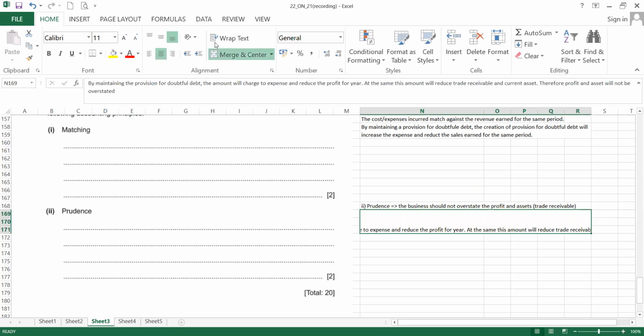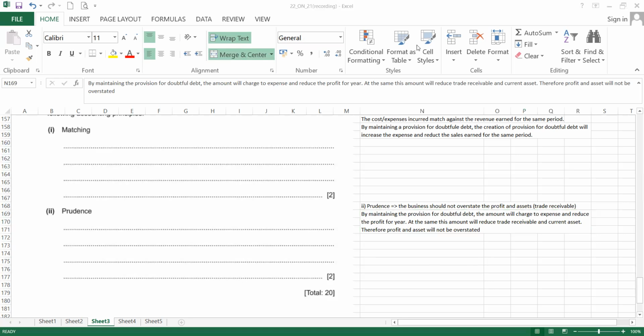The key words are basically profit and the asset not to be overstated, but it just changes a little bit according to the question set. So that is for question number 3.